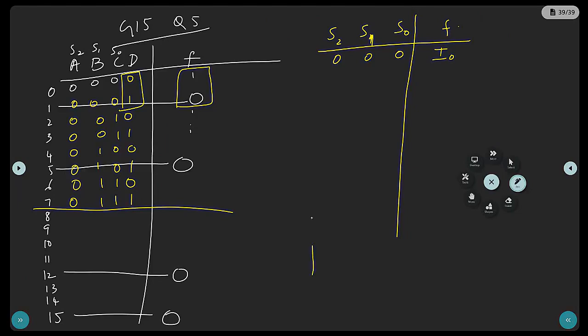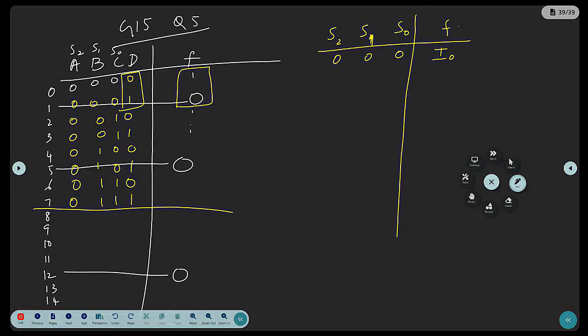So I would say that at the place of I naught, let me connect a D bar. Why? When D is 0, I'll get 1. When D is 1, I'll get 0. How about the next case? Irrespective of D, I need 1. So I will not care about D at all. I'll just connect 1. Go on, fill it up. That is the answer.